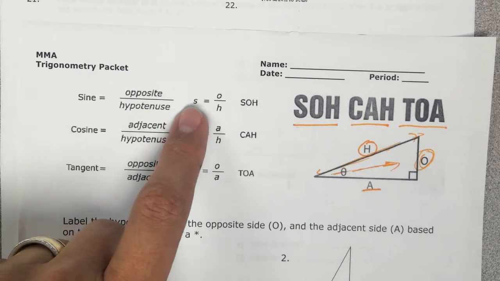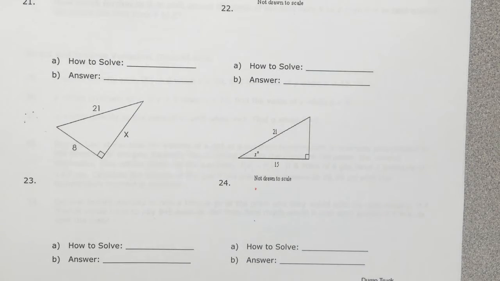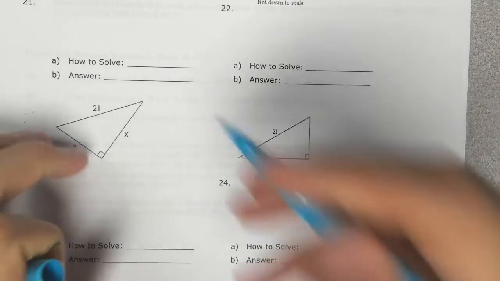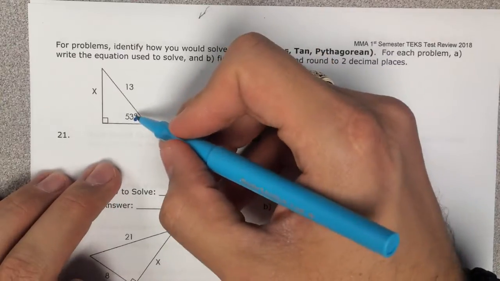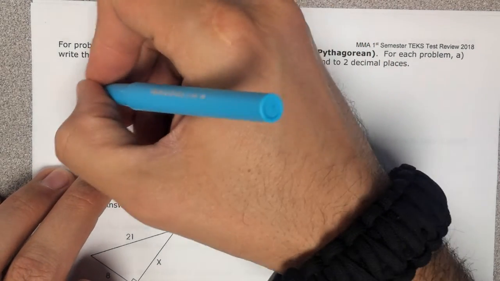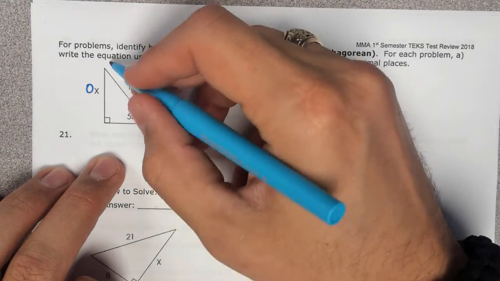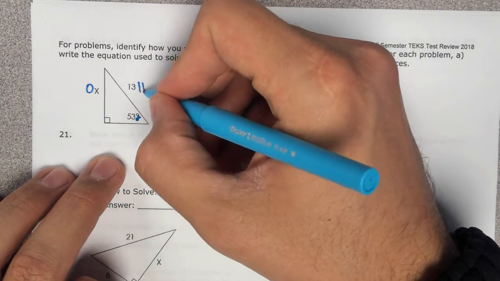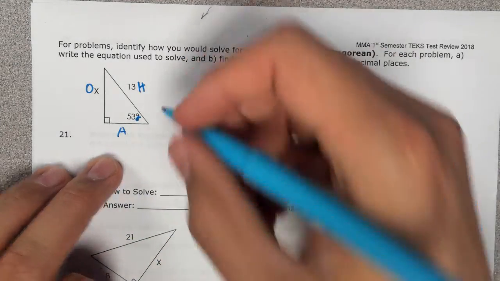So we need to label my opposite, hypotenuse, and adjacent somehow on here. This is my angle right here. If I go opposite of my angle, that's my opposite. The long side over here, that's always my hypotenuse. The leftover side is my adjacent.